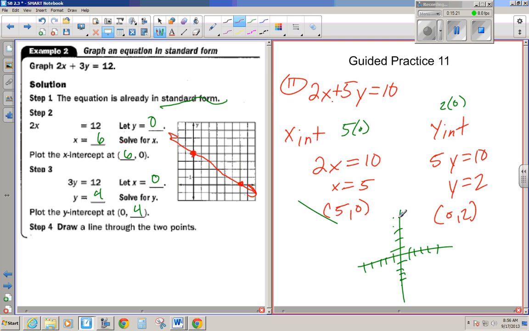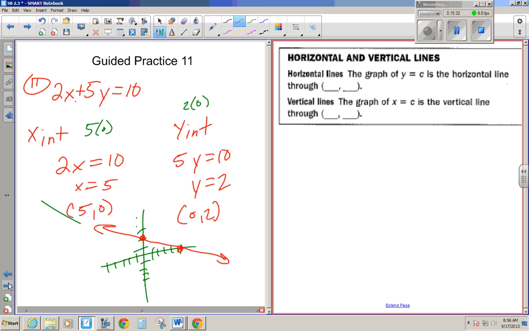Our points are at (5, 0) and (0, 2). Draw your perfectly straight line through the points. All right, let's talk about horizontal and vertical lines.